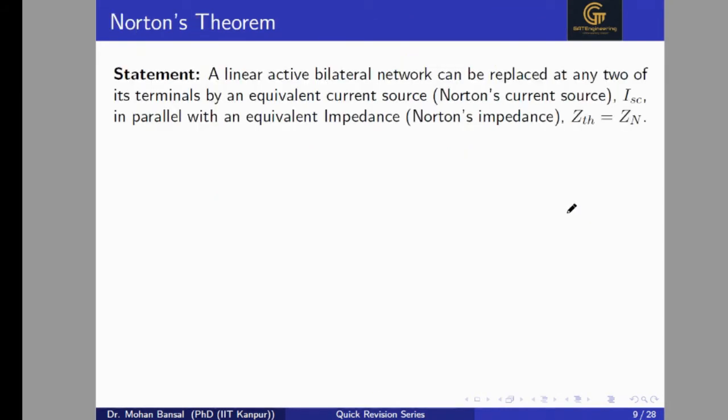Now we are going to discuss Norton's theorem in the case where independent sources are given. This theorem is similar to Thevenin's theorem, but the difference is that we replace the entire circuit by Norton's current source and Norton's impedance. Thevenin's impedance is equal to Norton's impedance, so we can say that we can replace the entire network with a current source and an impedance. This is Norton's theorem, and it is again applicable to a linear bilateral network.